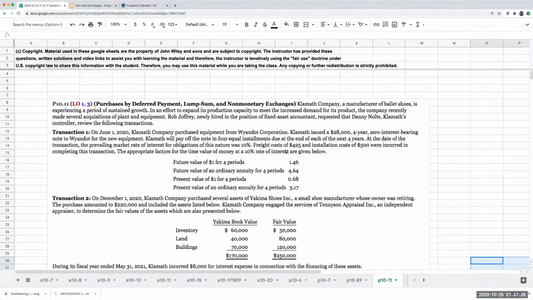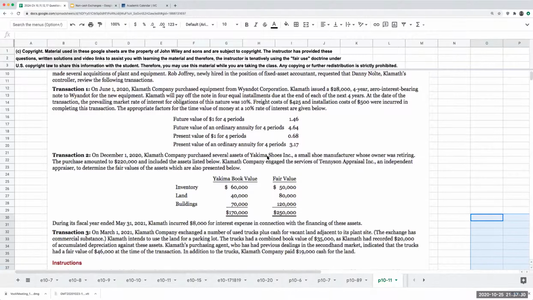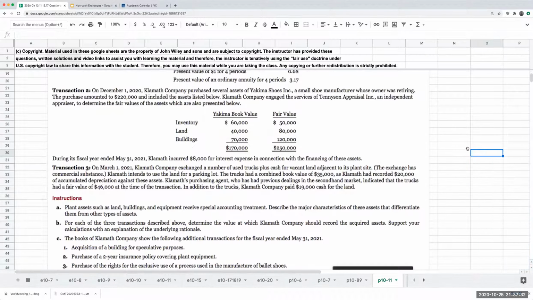Hello, everybody, and welcome to problem 10-11. This is asking us to look at three separate transactions. We're not going to be doing all the recording, but what they want to know is, for each of the three transactions described above, determine what value Klamath should be recording the acquired assets at, and support the calculations with an explanation of the underlying rationale.